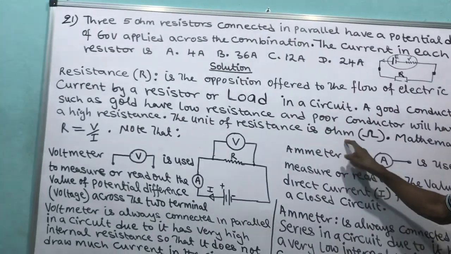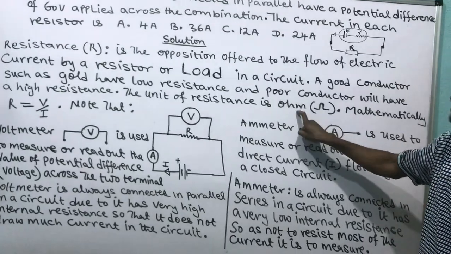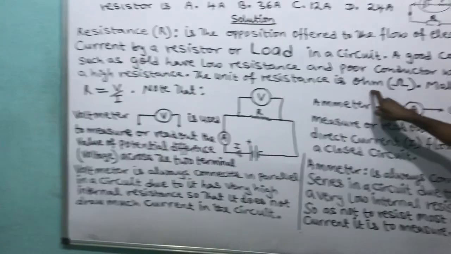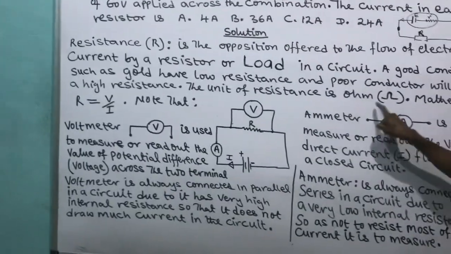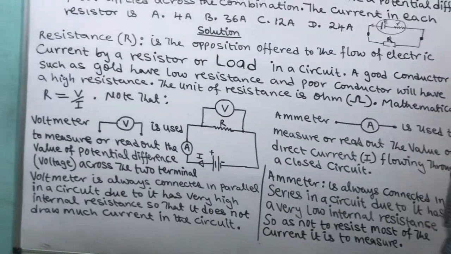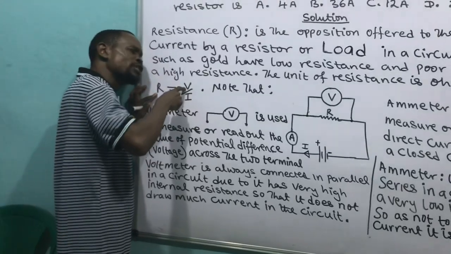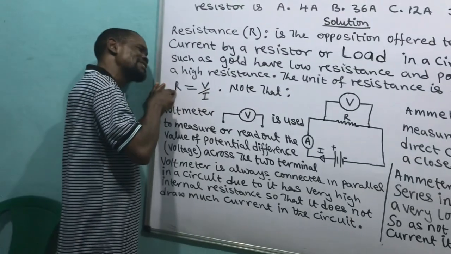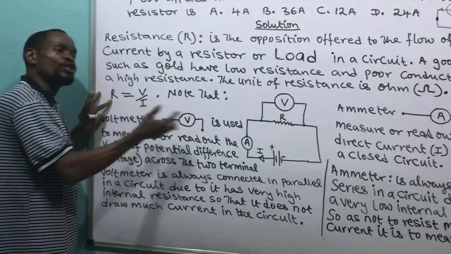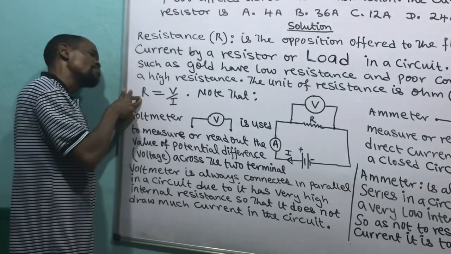Look at the unit. It's called ohms. We use the name, which is German, George Ohm. In memory of his name, that's why we use it as the unit of resistance. We said ohms. And the symbol is this. Look at it. Mathematically, we said that resistance is equal to the voltage drop across the resistance divided by the current, which is absorbed.